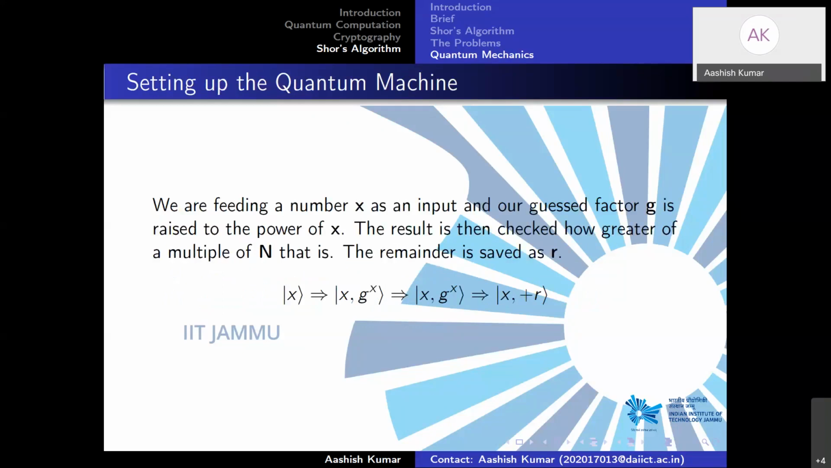Okay, so setting up the quantum machine. We are feeding a number x as an input, and our guess factor G is raised to the power of x. Then this result is checked for how great a multiple of n it is, and the remainder is saved as r. So here you can see we are taking x as a superposition, feeding it to the quantum function, and it will raise g, our guessed factor, to that power, and then store the remainders after dividing.